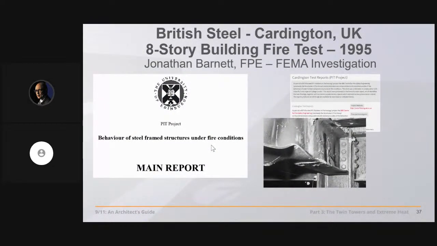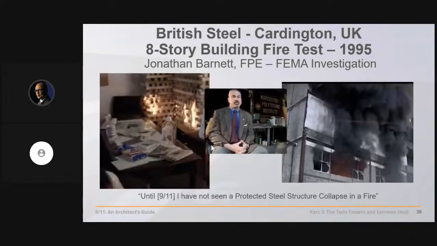Well, there's been tests in modern high rises. British Steel in Cardington, the UK, did the largest test of its kind ever, 8 stories. Some of these beams were fireproofed in the steel frame building. Some of them were not.